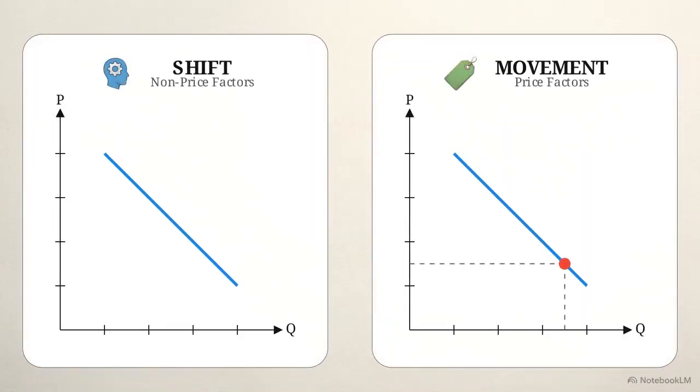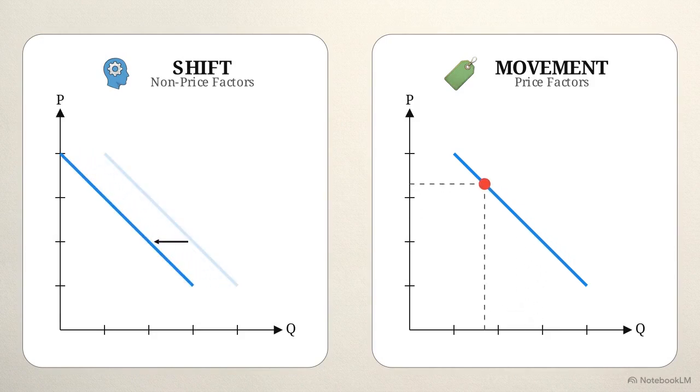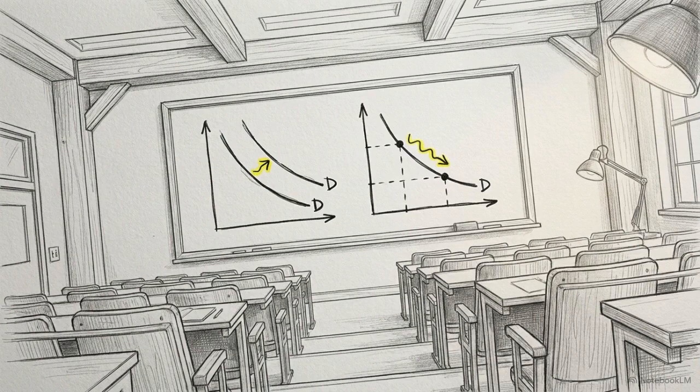A policy change that keeps the price stable shifts the entire curve left. A tax application that raises the price moves the point up the existing curve. Mastering this distinction between shifting and moving provides the logic needed to interpret complex market changes.